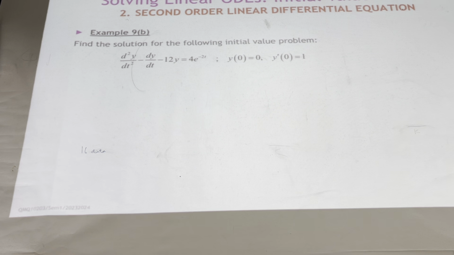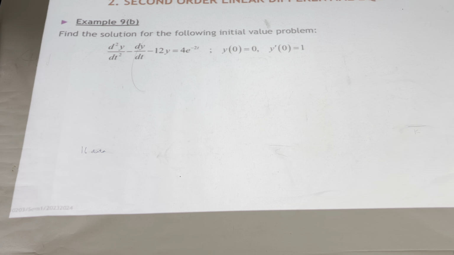Alright, second example. Example 9b. Find the solution for the following initial value problem. So for this problem, we have a second order linear differential equation: d squared y over dt squared minus dy over dt minus 12y equal to 4 e to the power of minus 2t. And to use the Laplace transform, you have two initial values. First for y(0), second for y prime (0).